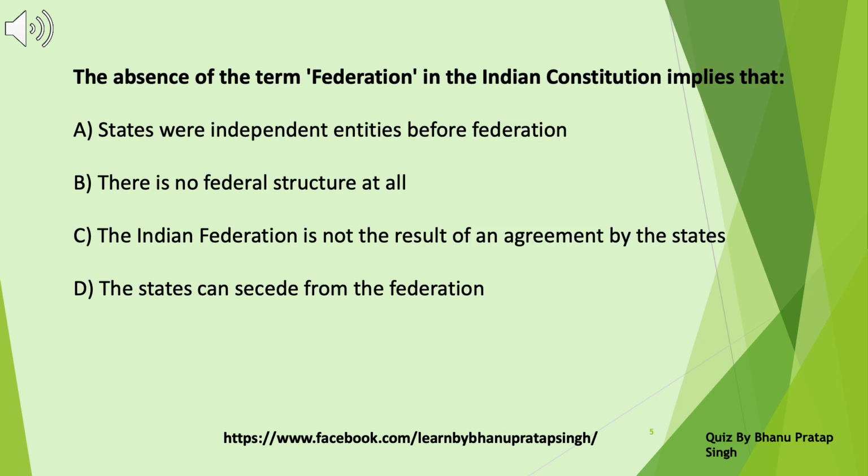The absence of the term federation in the Indian Constitution implies that A. States were independent entities before federation. B. There is no federal structure at all. C. The Indian Federation is not the result of an agreement by the states. D. The states can secede from the federation. Choose the correct answer. Answer C. The Indian Federation is not the result of an agreement by the states.